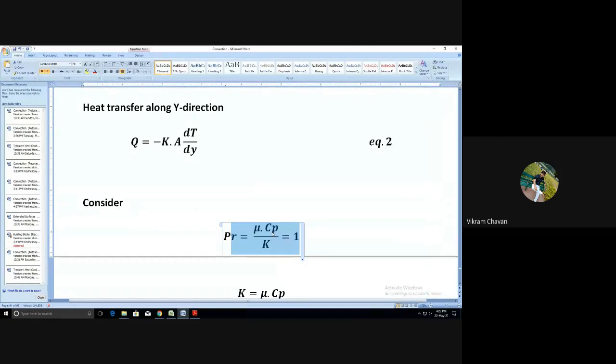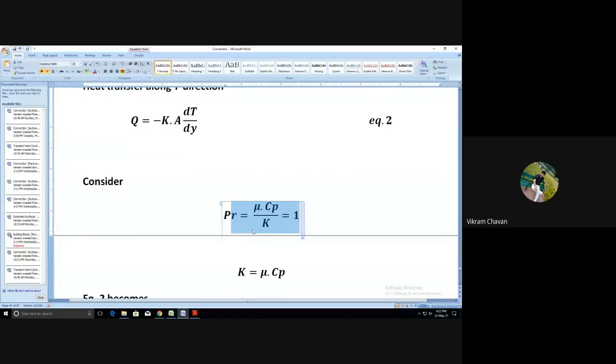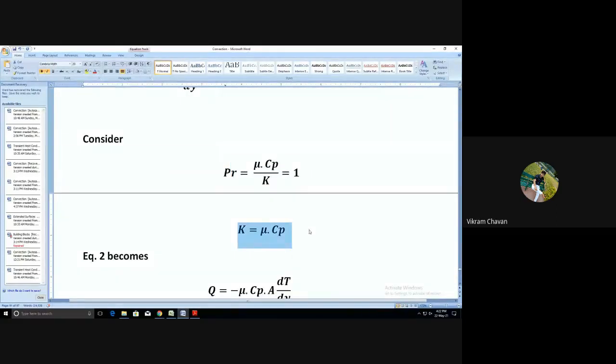Now here we are considering the same concept. Prandtl number we are considering as 1, so the velocity boundary layer and thermal boundary layer are on the same line. The Prandtl number formula is mu Cp divided by K, which is equal to 1. By considering Prandtl number 1, we get K is equal to mu Cp. That is, thermal conductivity is equal to mu Cp.